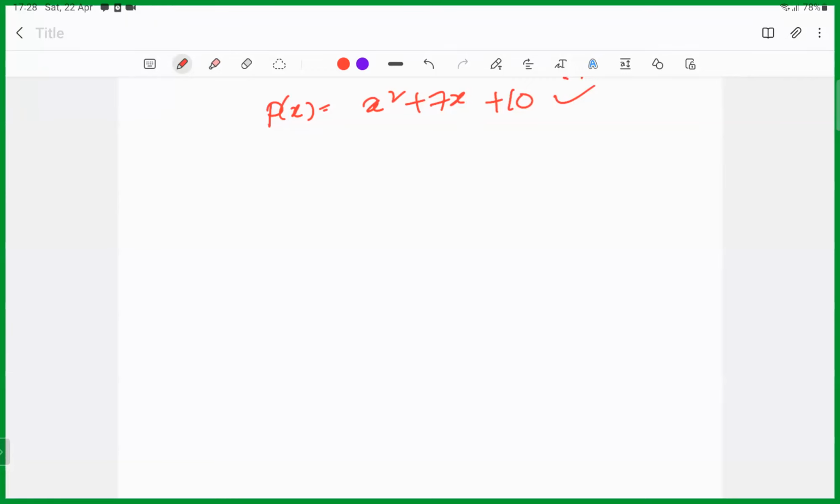So what are the zeros? Prince, can you tell me? I think you have already done it. So I've done the factorizing, middle term splitting, and then I'm verifying it now, sir. Okay. What's the factorization? What are the factors? So I'm getting factors as x plus 5 and x plus 2, sir.